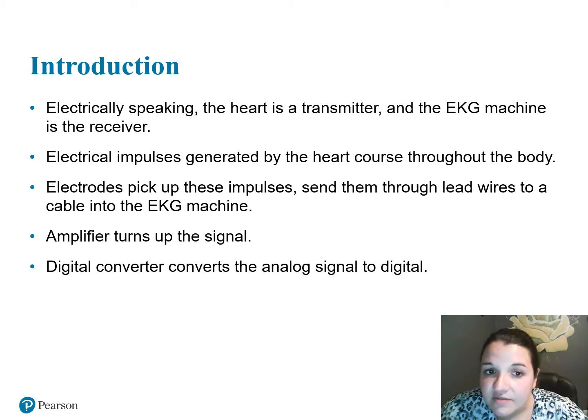It is receiving the current from the transmitter. The amplifier turns up the signal, and then we have what's called the digital converter, which converts the analog signal to digital.